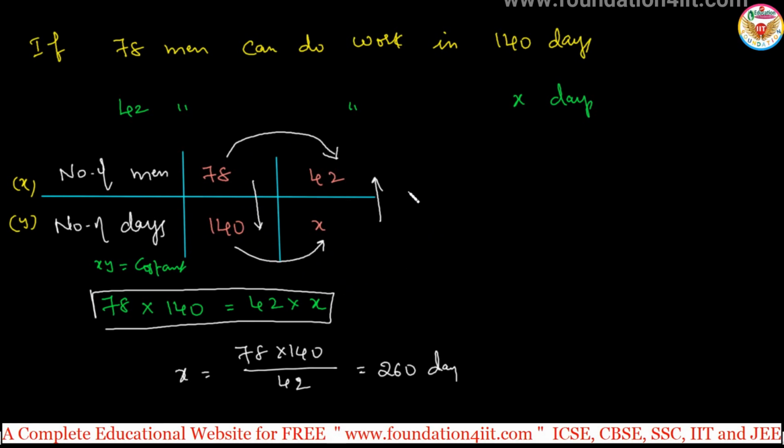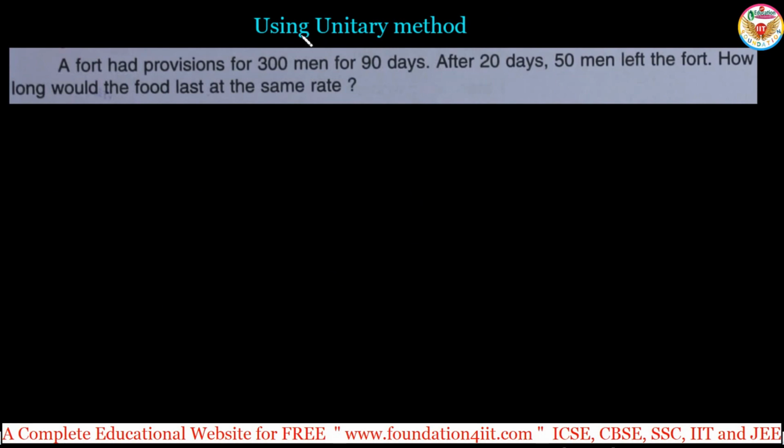Based on these two, let me explain clearly about using the unitary method and the arrow method. Using the unitary method, direct and inverse variations together, we can see the problems. I'll explain some arrow techniques, like the arrow method, to solve the problems. Let us see question by question.